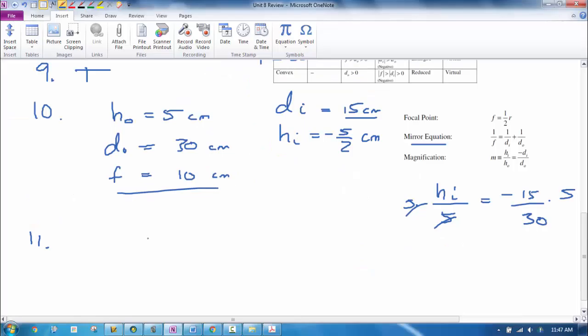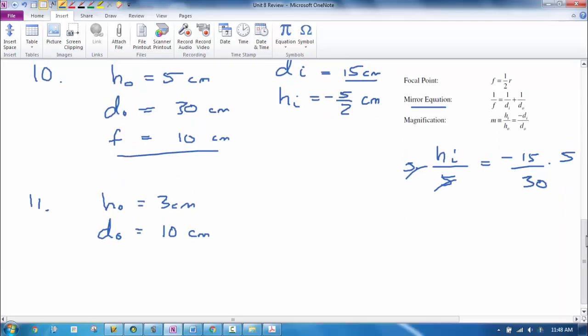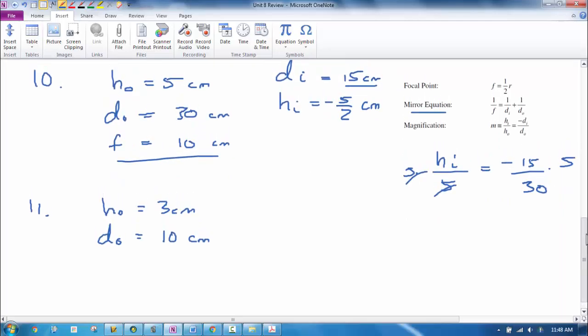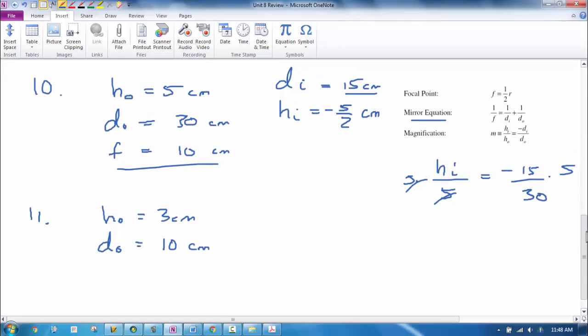Next problem is question 11. Question 11 says a 3 centimeter pencil, so I'm going to write all this down really quickly, is placed 10 centimeters in front of a mirror. Alright, so once we know the height of the object is 3 centimeters and the distance of the object is 10, we can answer the question, which is find the height, location, and type of image formed by the mirror.